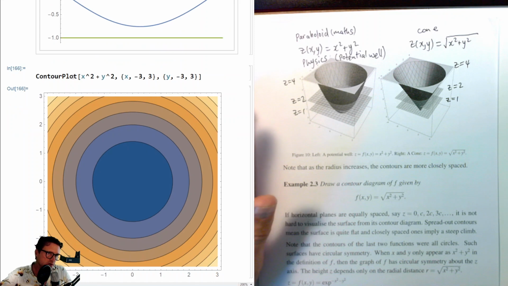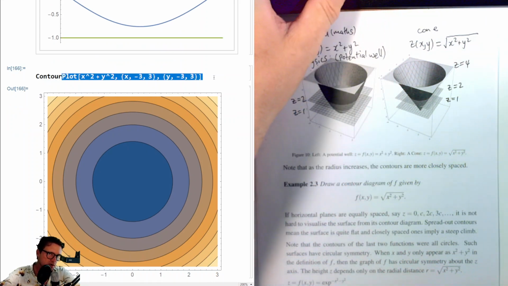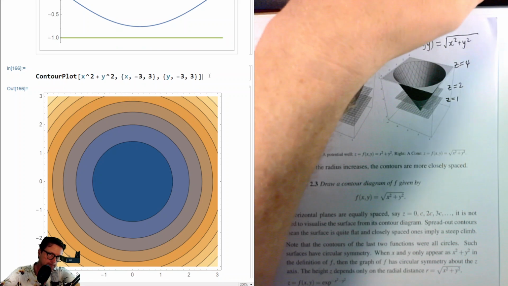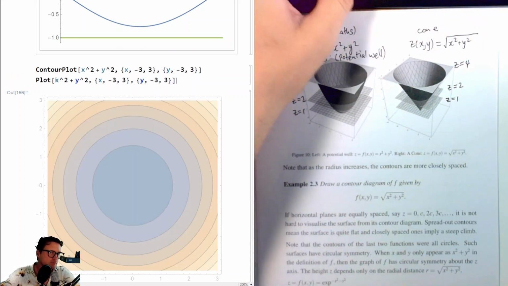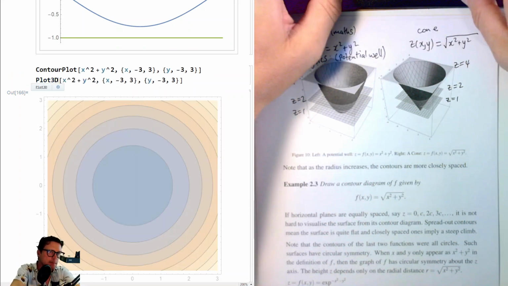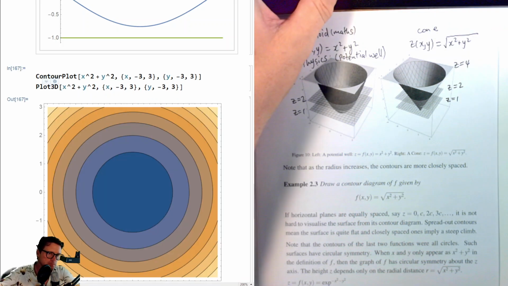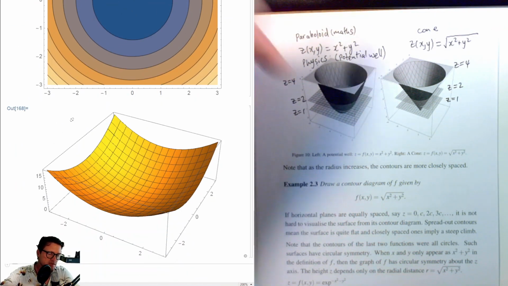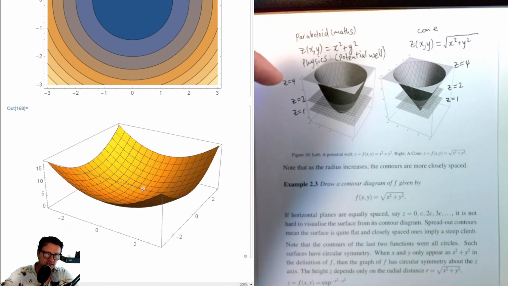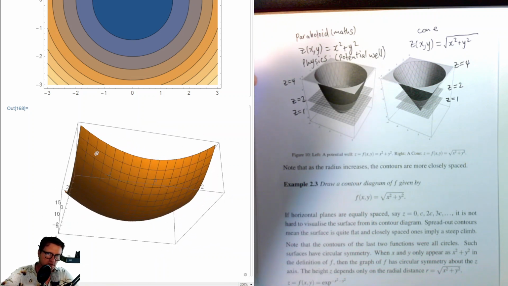And now let's do, below that, a three-dimensional plot. I'll just copy this and write 3D in front of that. So you can see that this is the paraboloid. So this here, I can grab this and look around it, you see?